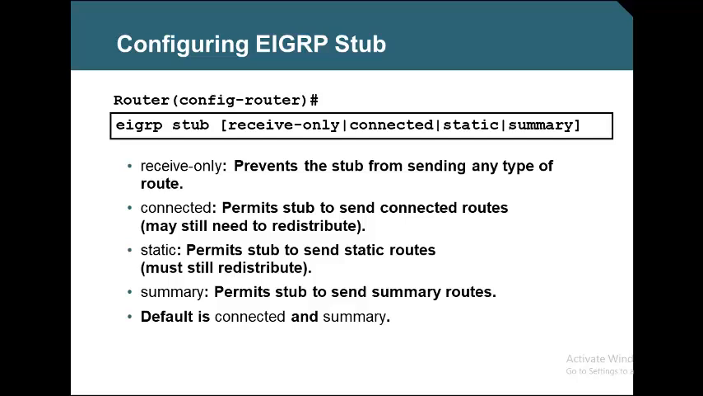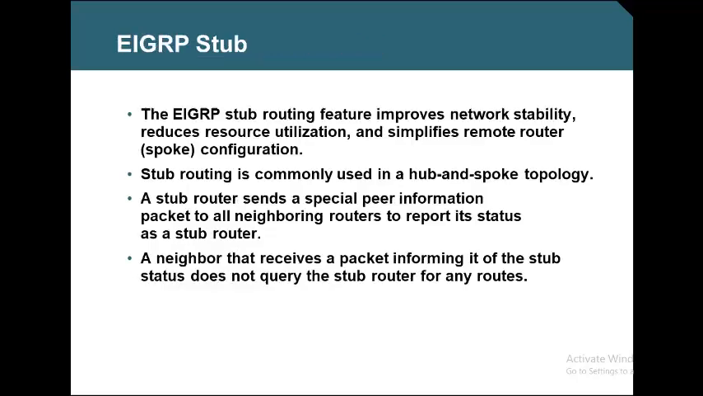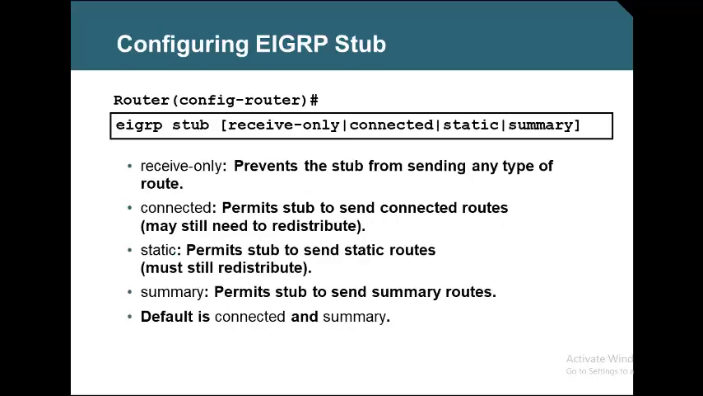Stub connected will take responsibility for only the connected network, and the router that is configured with EIGRP stub connected will advertise with a special peer information saying, I got these connected networks. I'll take ownership. I'll be responsible for this. You may query me for these networks.